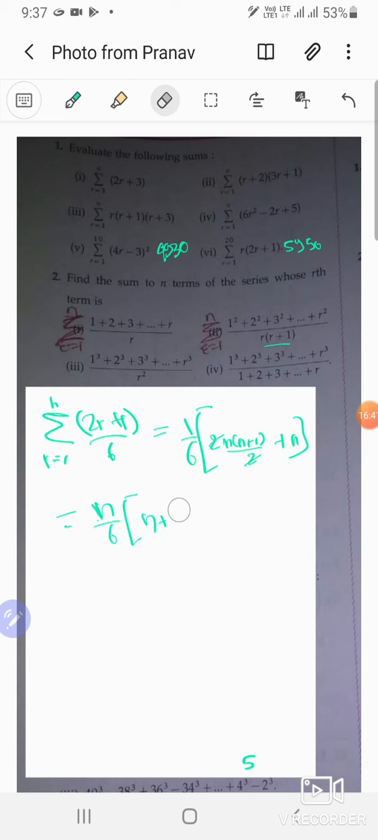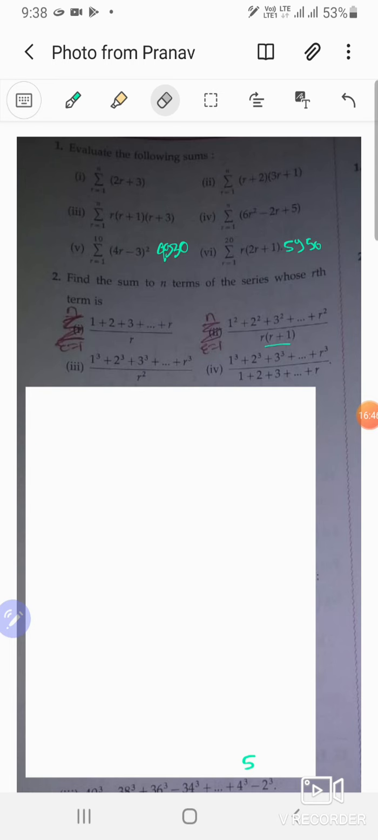Very easy. The next thing is 1 cubed plus 2 cubed plus 3 cubed all the way till r cubed upon r squared. That's also not a big deal. It's just going to be r squared into r plus 1 squared upon 4. But now you also have this upon 4r squared, so this cancels.